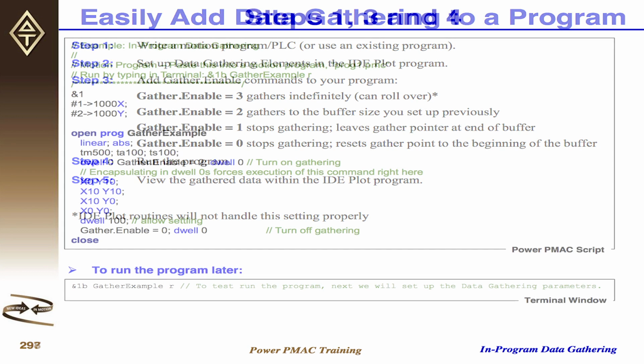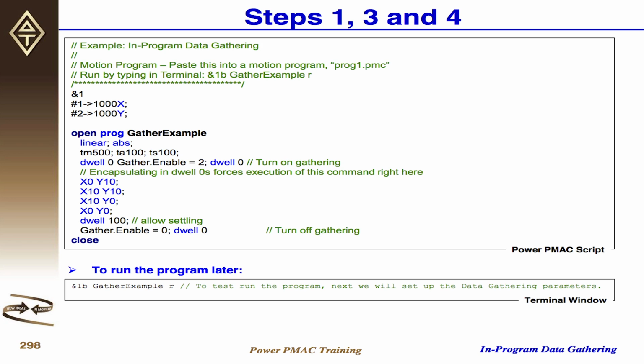So let's look at some examples. This is just a motion program. It doesn't really matter what the motion program is doing, but the main point of this example is that after you set up your motion parameters, you put a dwell 0, gather.enable equals 2, dwell 0. Whenever you have a gather.enable command in a motion program, you need to encapsulate it in dwell zeros. That way it'll start gathering exactly at that spot in the program.